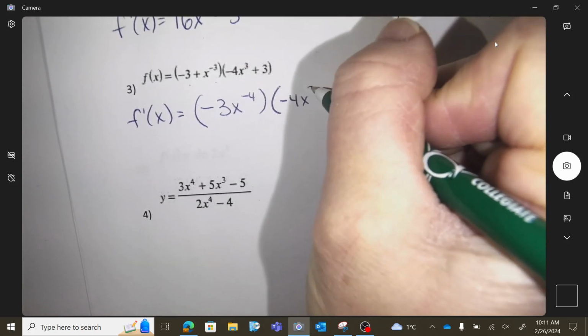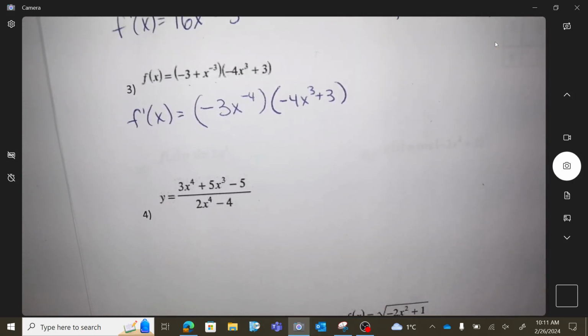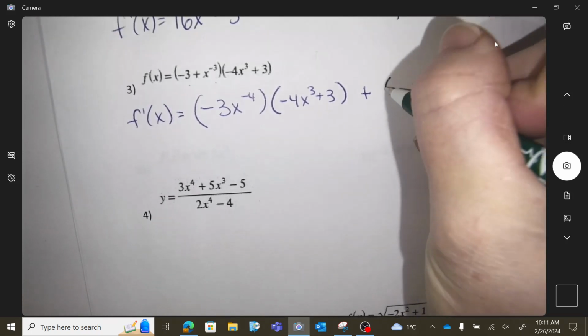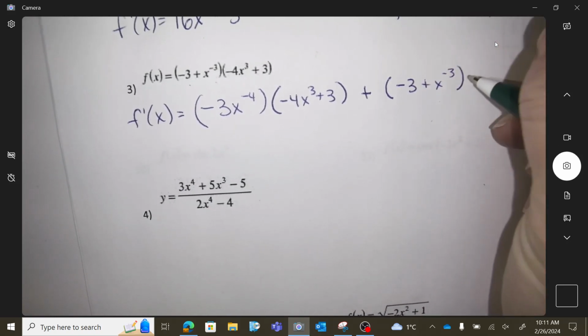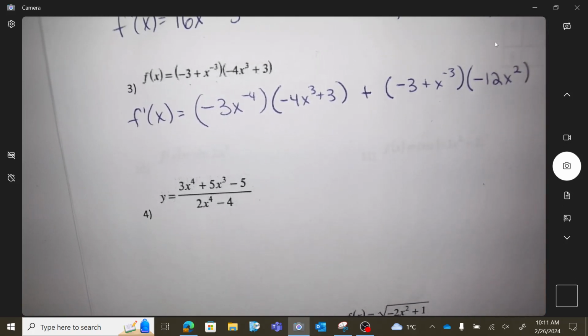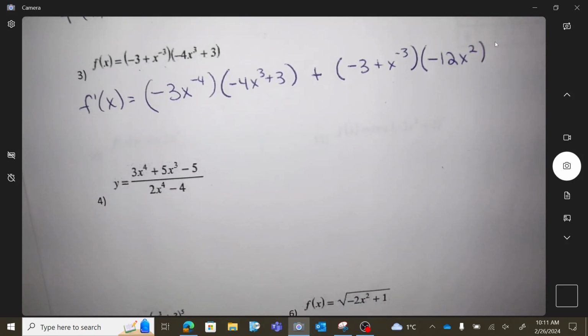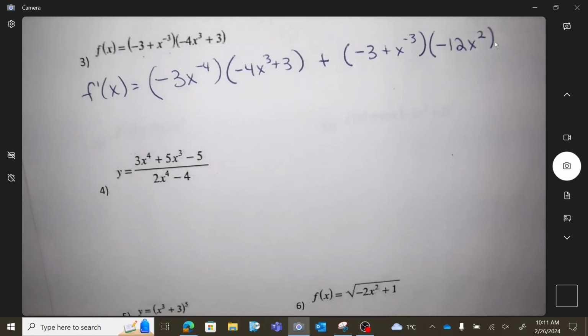Times, just copy the second bracket, plus copy the first bracket, and derive. Okay, the end. I'm not looking for you to go any more. Don't simplify it. It's good.